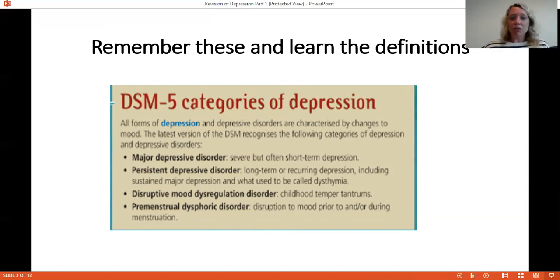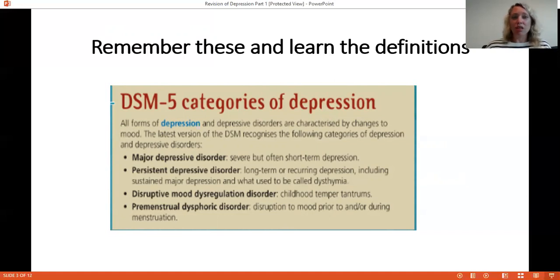Then you've got something called persistent depressive disorder. So just one word different. We had major depressive disorder, now we've got persistent depressive disorder. And persistent depressive disorder, the clue again is in that word persistent. So it persists, it's long term, or sometimes it comes back, it's recurring depression. And it is also often sustained major depression. So it's there for a long time, or it keeps on coming back.